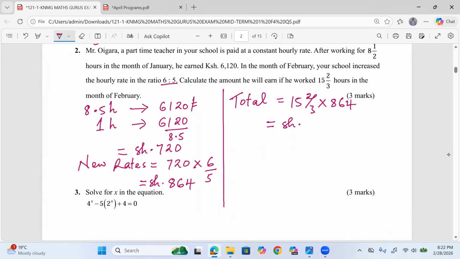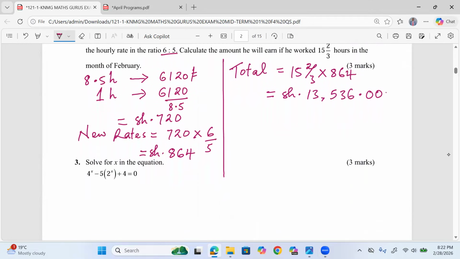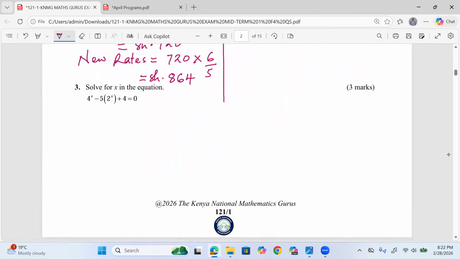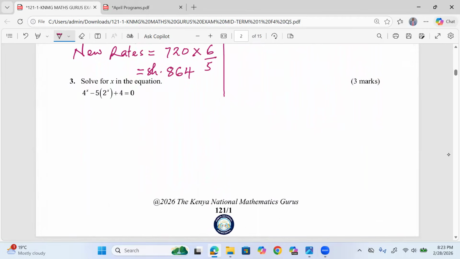This is giving me 13,536 Kenya shillings. So this is the amount that Mr. Ogara is going to earn for the month of Feb for working for 15 hours and 2/3. That's a very good question on rates and proportions together with ratios.